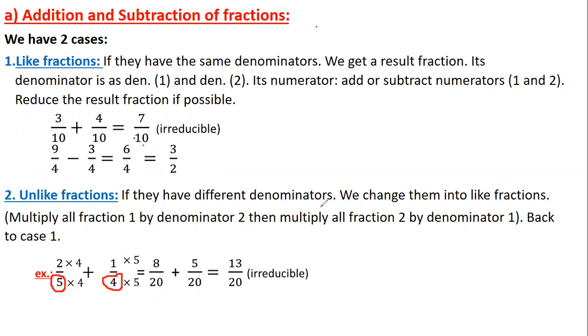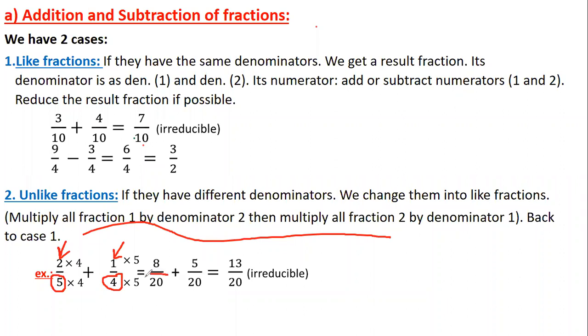Meaning we must make them become like. How do we do this? Multiply fraction 1 by the second denominator, then we multiply fraction 2 by the first denominator. So this is what we do. So 2/5 we multiply up and down by 4, which is the second denominator. 1/4 we multiply it by 5. 2 times 4 is 8. 5 times 4 is 20. 1 times 5 is 5, and 4 times 5 is 20.